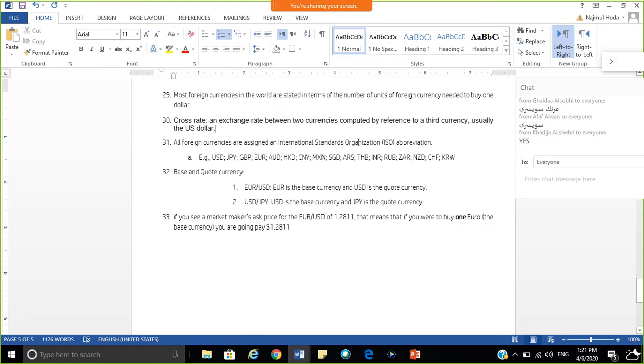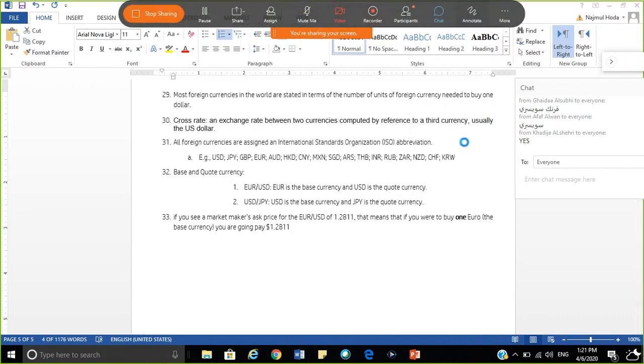And who gives these abbreviations? USD or HKD or SAR, who gives these names? These are given by an international body called the International Standards Organization. It's a very common name, it's a very famous body. You can read more on this.